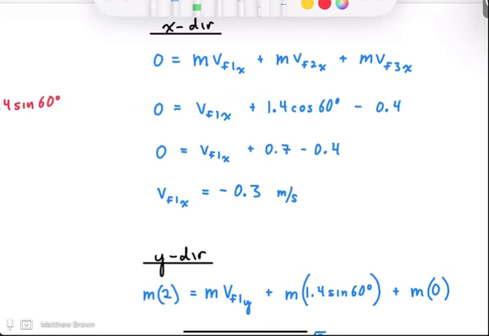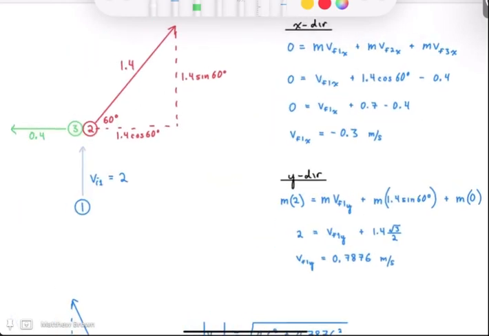V final of ball 1 is what I want in the x direction. Sine 60 is a half. So I'd get the 0.7 minus 0.4 is 0.3. Subtract that from both sides or take it to the other side. It becomes negative. And that gives me the final velocity of ball 1 in the x direction. And then I can turn all my attention to the y direction and only look at that.